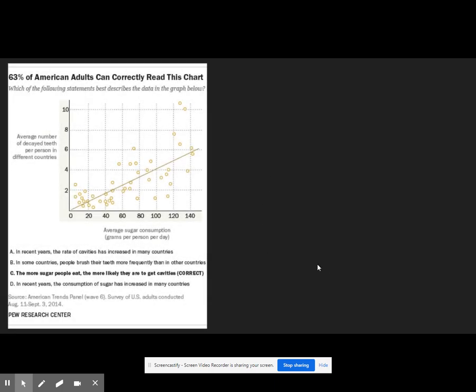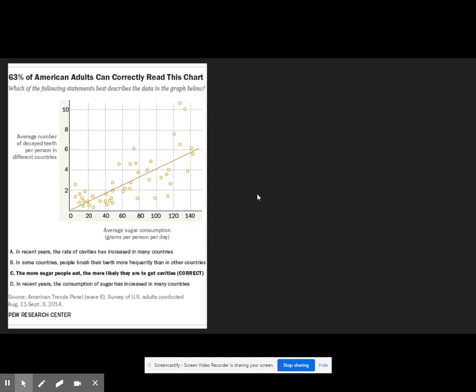All right, so let's practice here. This is a scatter plot, and it says 63% of American adults can correctly read this chart. I want you to take a second and notice that at the bottom here, it says average sugar consumption, and over here, the average number of decayed teeth. So when we're plotting these dots, I want you to think about this for a second. Just use your common sense, right?